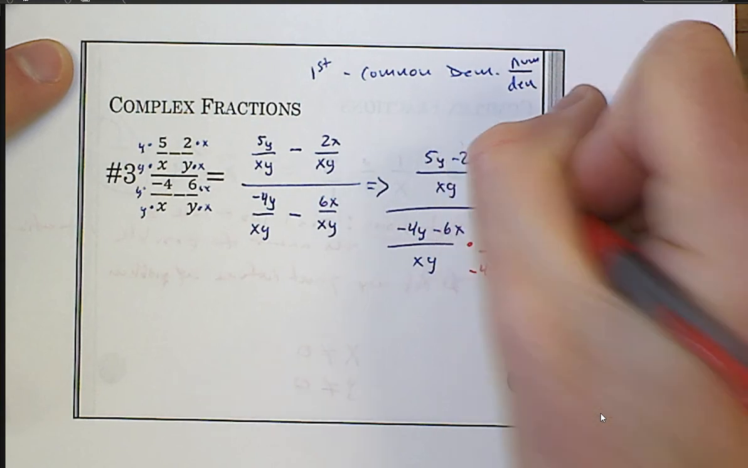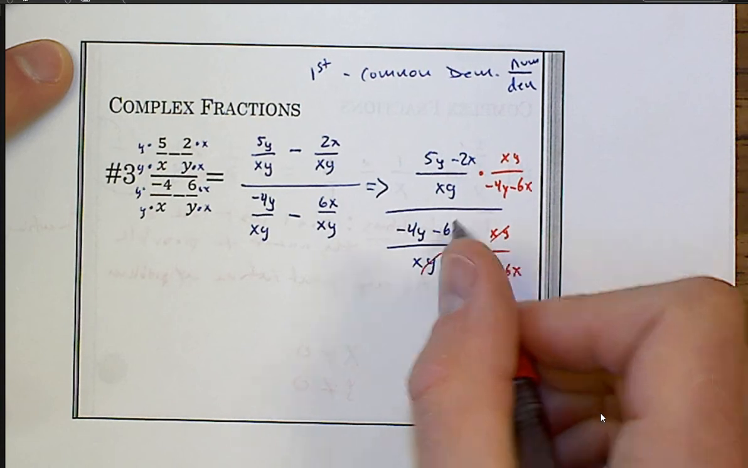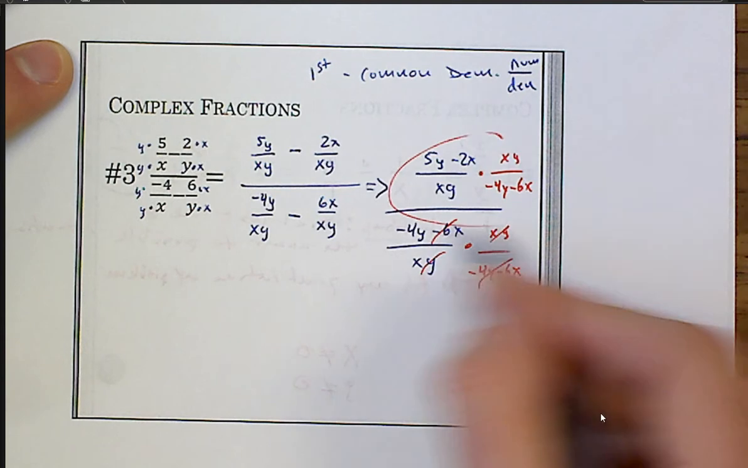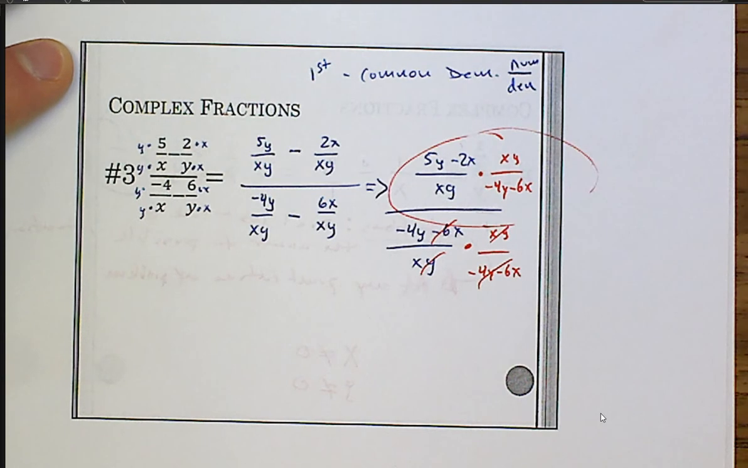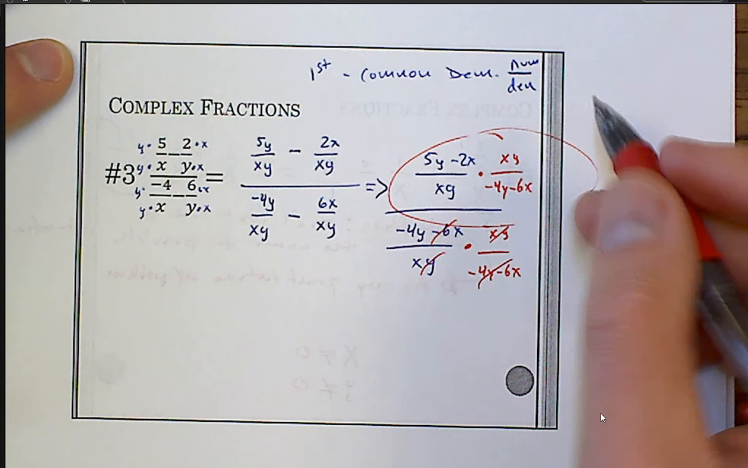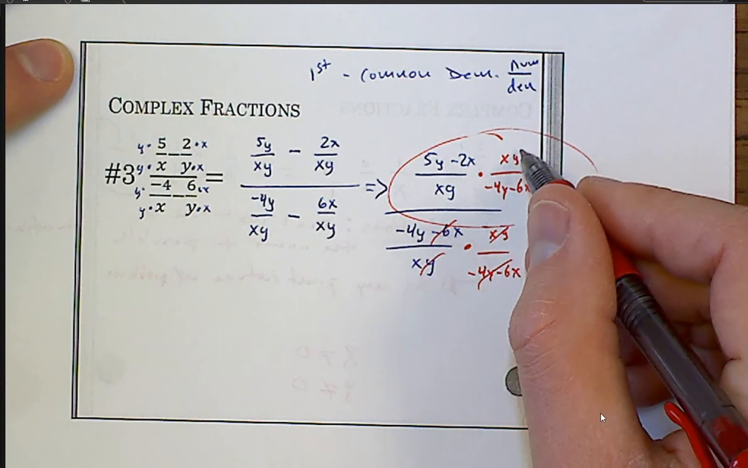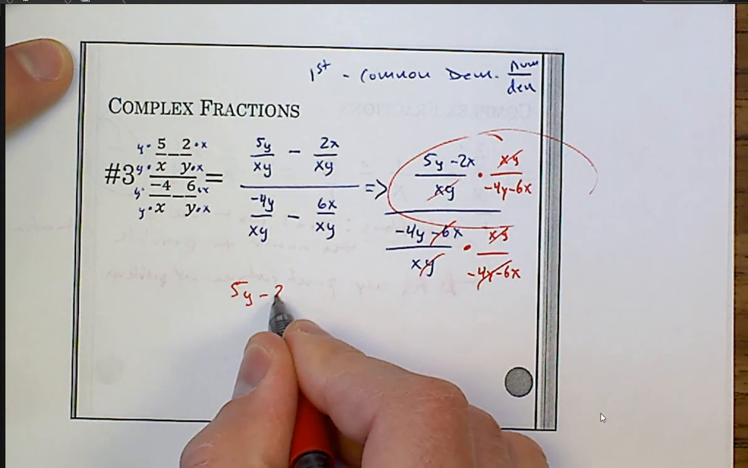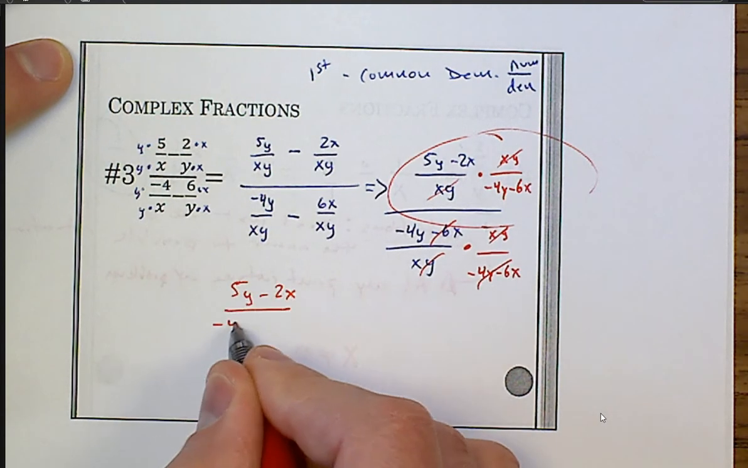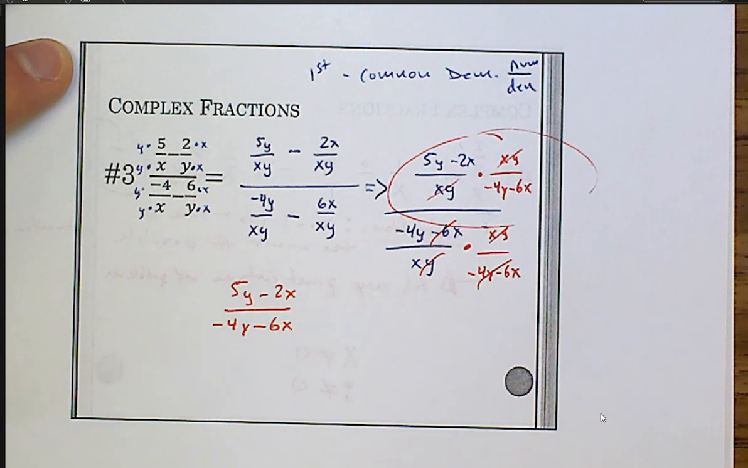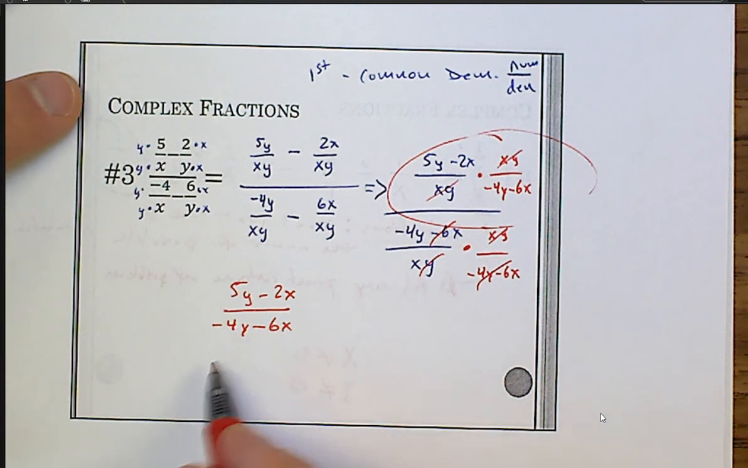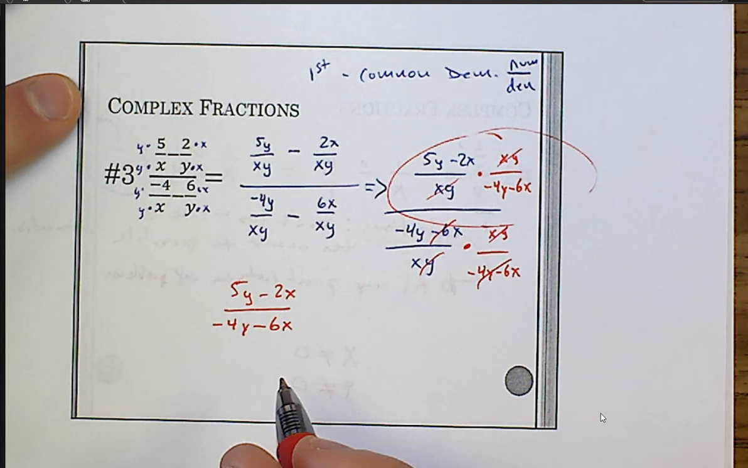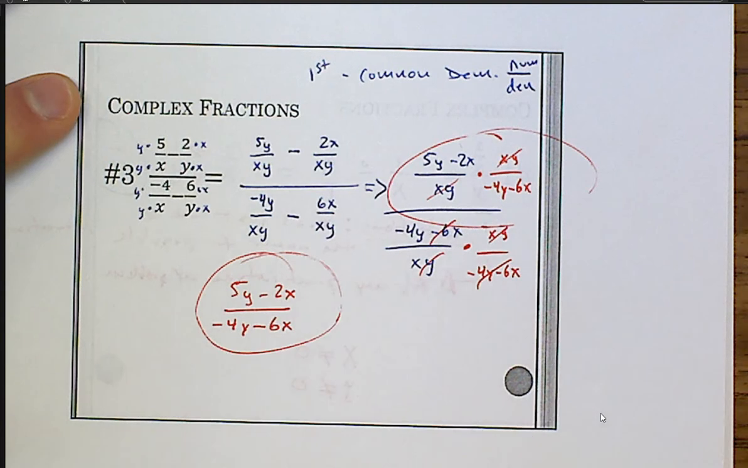Because it's multiplication, the whole point of this is to get rid of the fraction within a fraction. That denominator is completely gone. So now our focus is on just simplifying that. Okay? What you'll notice is that, because it's multiplication, these end up crossing out with each other, and you're just left with 5y minus 2x over negative 4y minus 6x. Okay? Now some students will factor out a 2 or a negative 2 in the bottom. You could do that to leave it in factored form, but I would probably just leave my answer just like that. Okay?